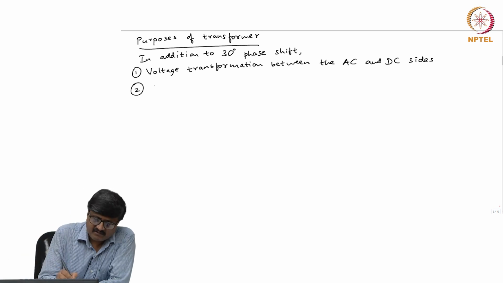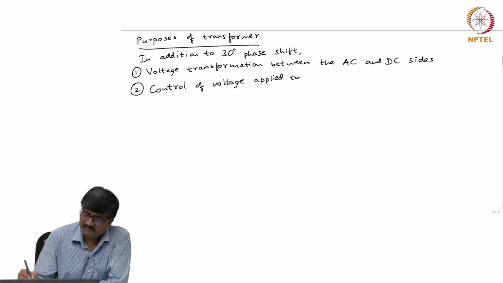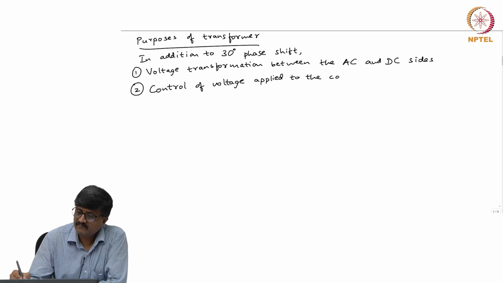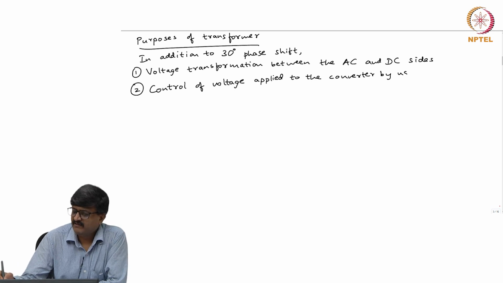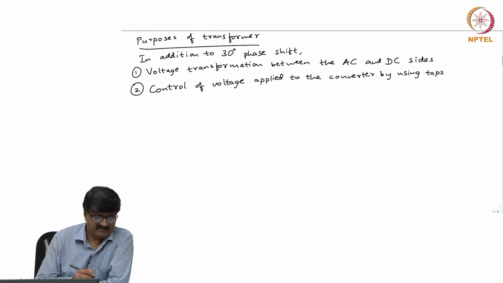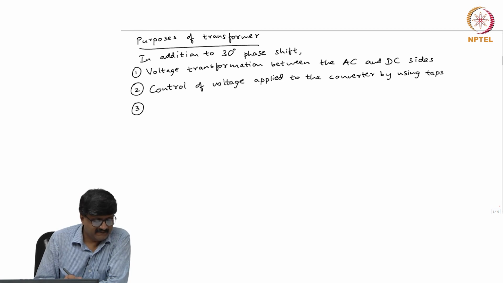So, one can control the voltage applied to the converter by using the taps on the transformer. So, control of voltage applied to the converter, by using taps in the transformer.